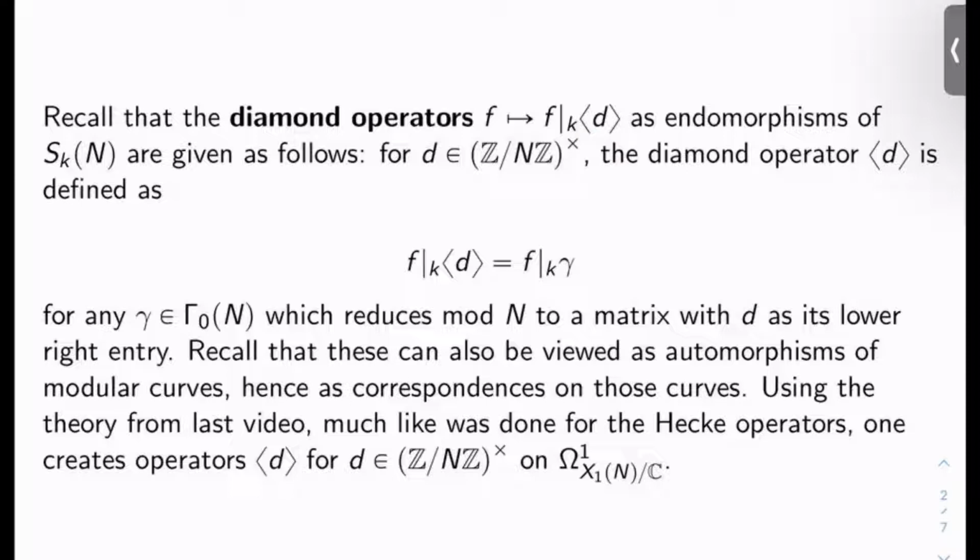Now, using the theory from the last video, because the diamond automorphisms induce correspondences on modular curves, much like was done for the Hecke operators, one can create diamond of d operators on the space of holomorphic differentials Omega^1 of X_1(N)/C for all d in (Z/NZ)^×. So just like Hecke operators T_p can be thought of as operators on the space of holomorphic differentials for this complex modular curve, so can the diamond operators diamond of d.